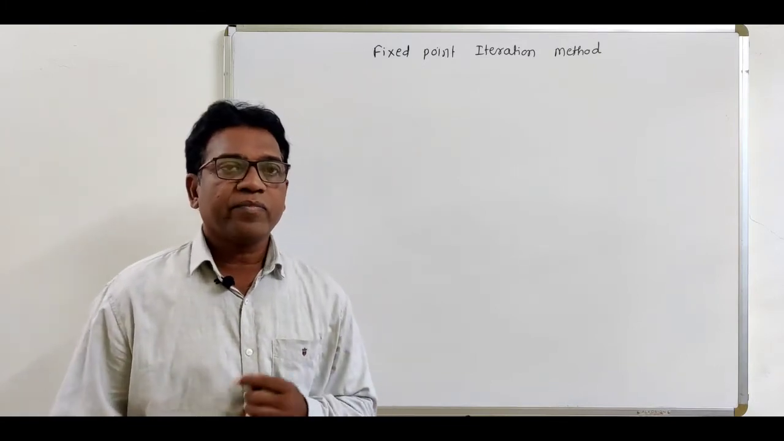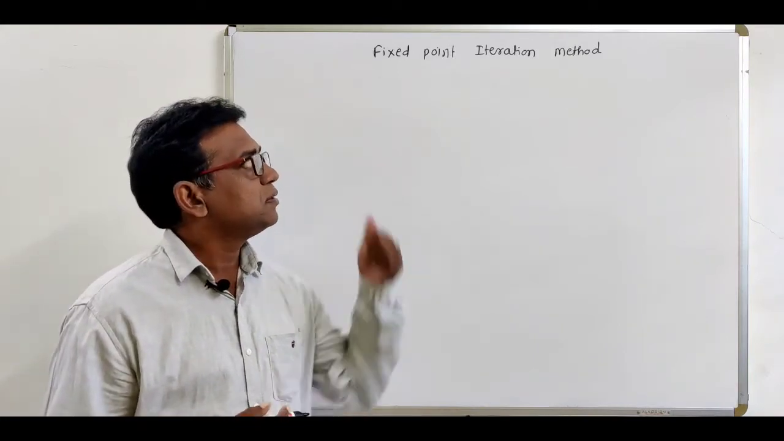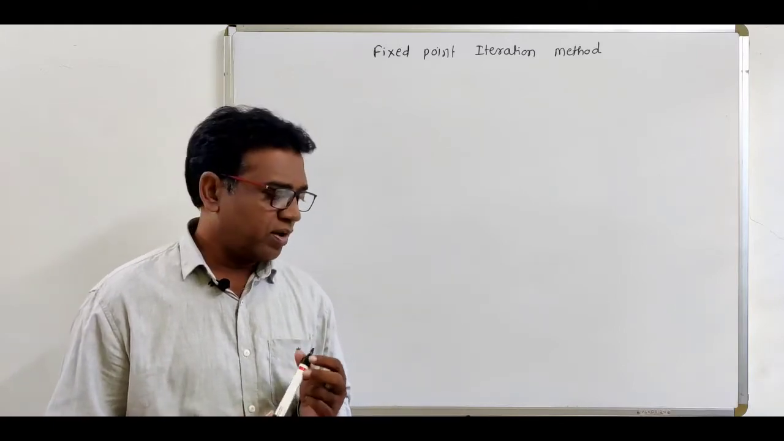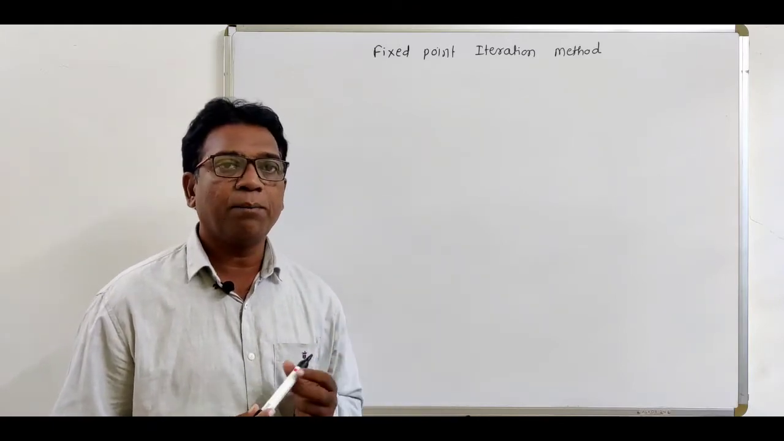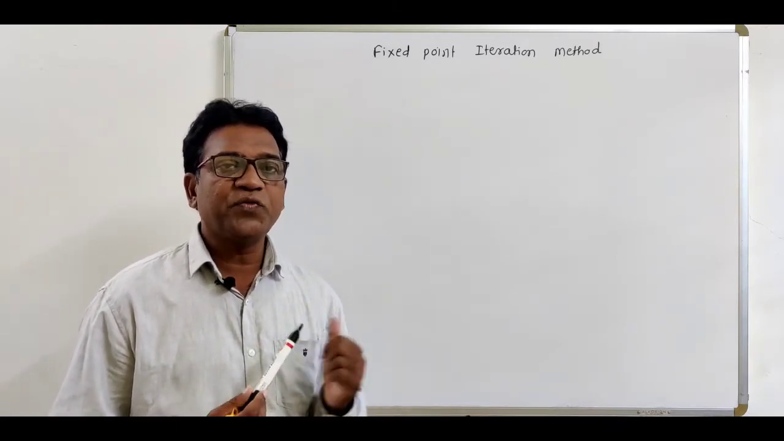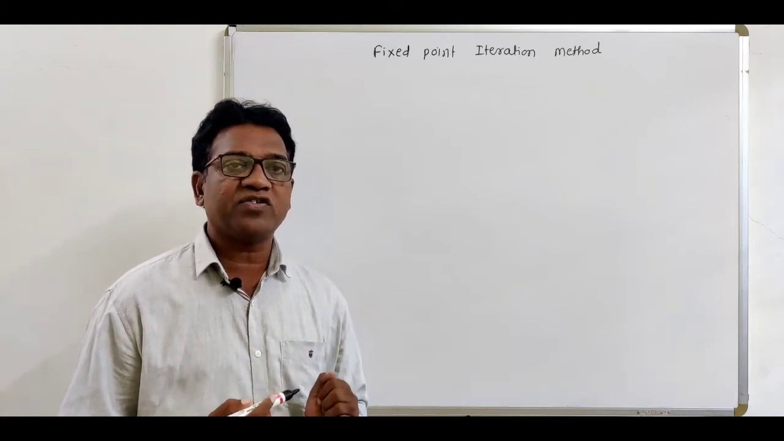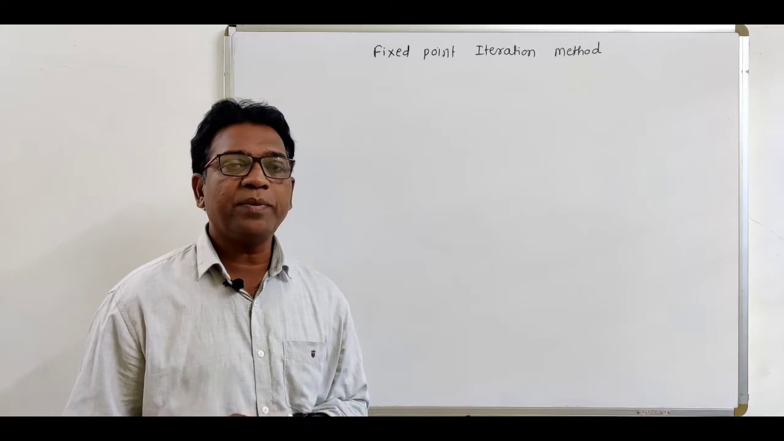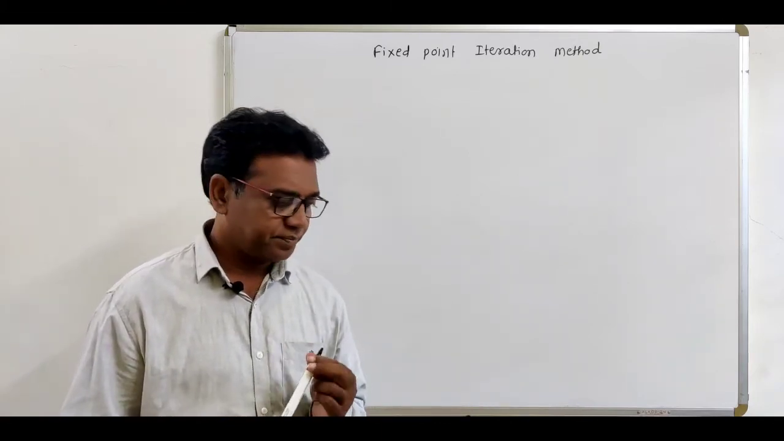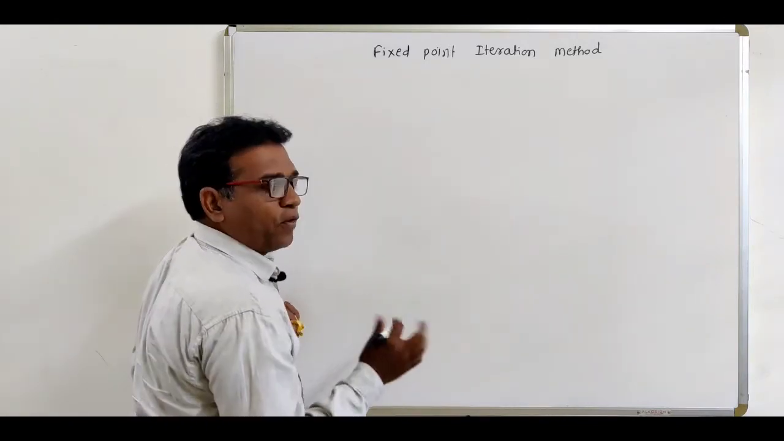Now today we will discuss this fixed point iteration method, or it is called the iteration method. This fixed point iteration method is useful for finding the real root of an equation. Obviously it may be an algebraic equation or a transcendental equation. Now see what this fixed point is.